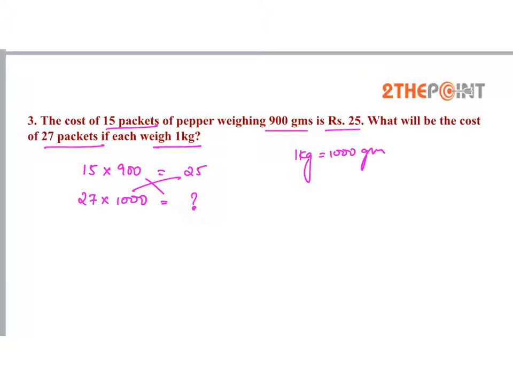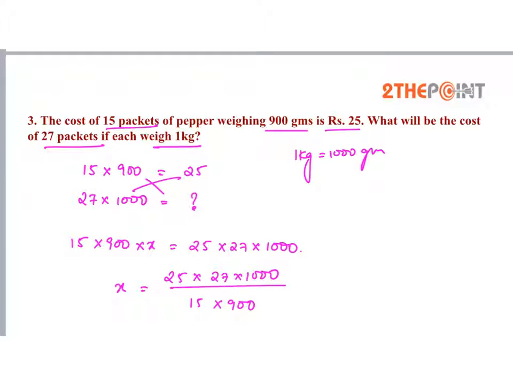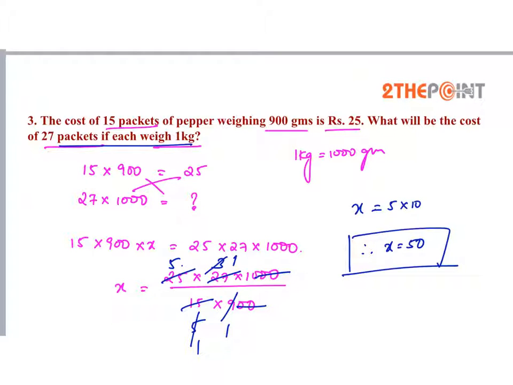Just cross multiply it, we get 15 into 900 into x is equal to 25 into 27 into 1000. Now solve for x. x is equal to 25 into 27 into 1000 divided by 15 into 900. Zeros get cancelled and 9 threes are 27, 3 fives are 15, 5 fives are 25. Now we are left with x is equal to 5 into 10. Therefore, x is equal to 50. That means 27 packets each weighing 1 kg cost 50 rupees.